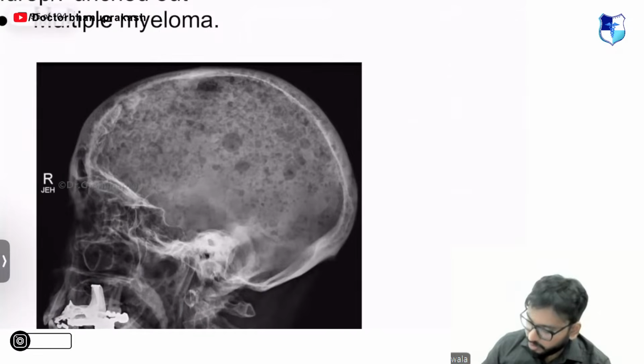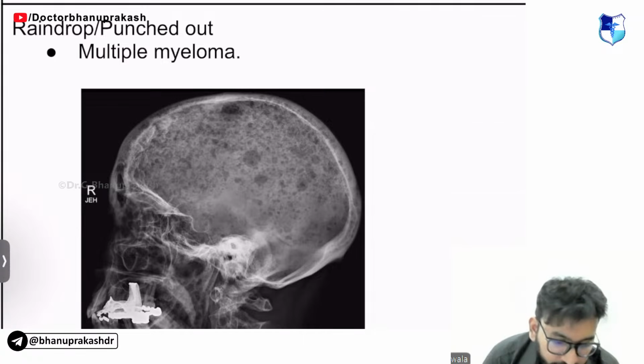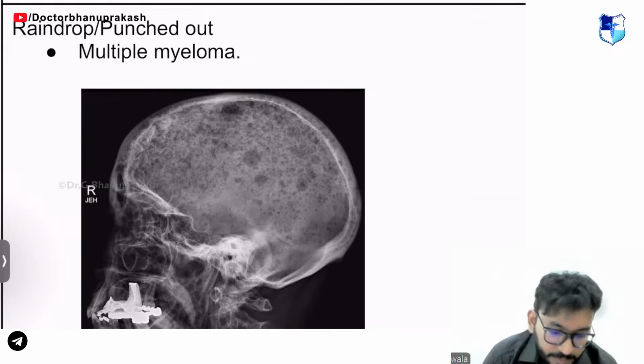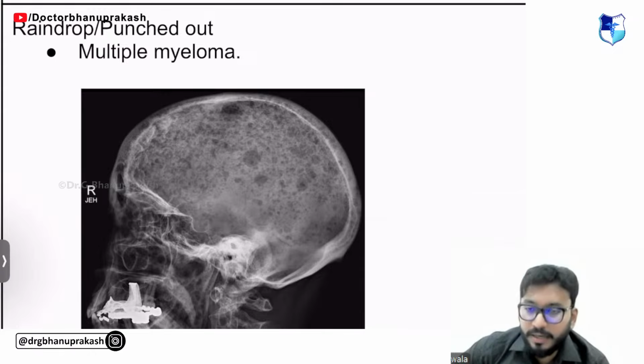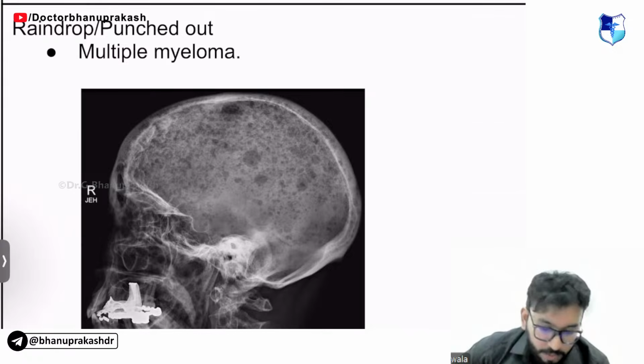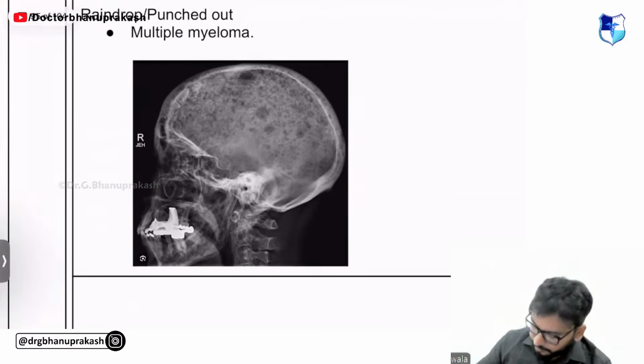Raindrop or punched out lesions. Look at this. Can you see the raindrop lesions? Yes, this is classical of multiple myeloma. Raindrop, multiple lytic lesions, multiple myeloma. Multiple myeloma, guys. Do you remember the CRAB criteria? CRAB criteria. Yes. Calcium, renal failure, anemia, and bony lytic lesions. Do you see the bony lytic lesions here? Yes, CRAB criteria of multiple myeloma.